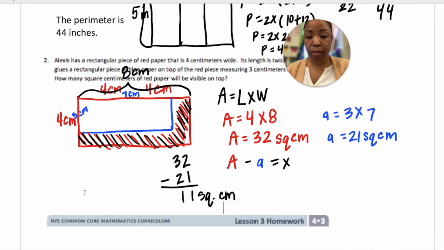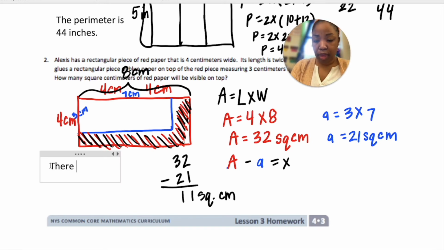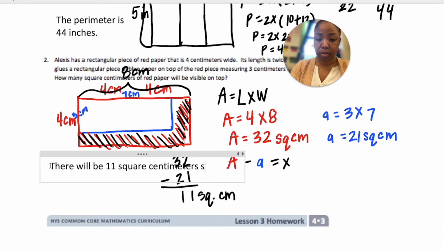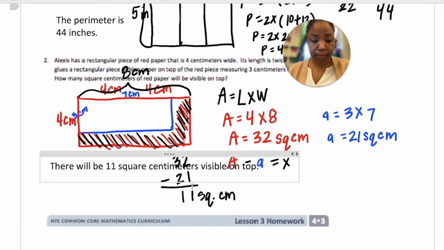How many square centimeters of red paper will be visible? There will be 11 square centimeters visible on top.